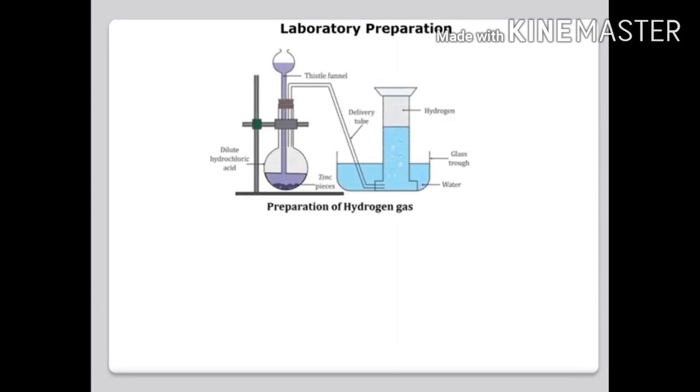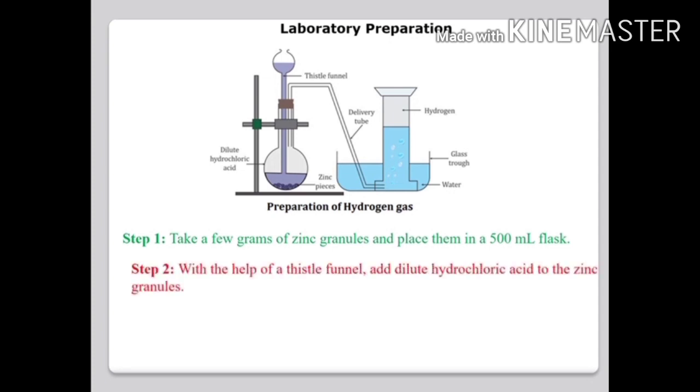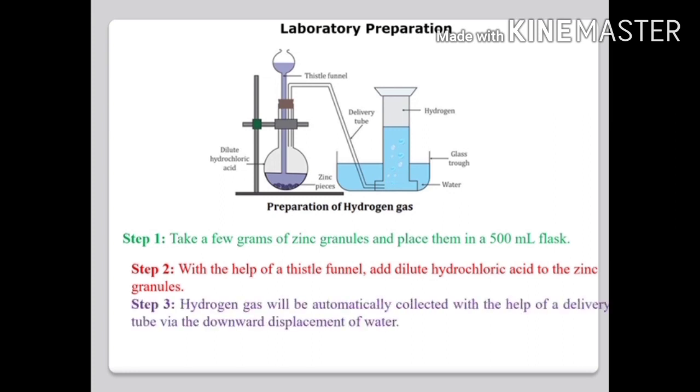The next method is laboratory preparation. This is the diagrammatic representation of the preparation of hydrogen. This process takes place in steps. First, take a few grams of zinc granules and place them in a 500 ml flask. Second, with the help of the thistle funnel, add dilute hydrochloric acid to the zinc granules. Hydrogen gas is collected with the help of the delivery tube via downward displacement of water.